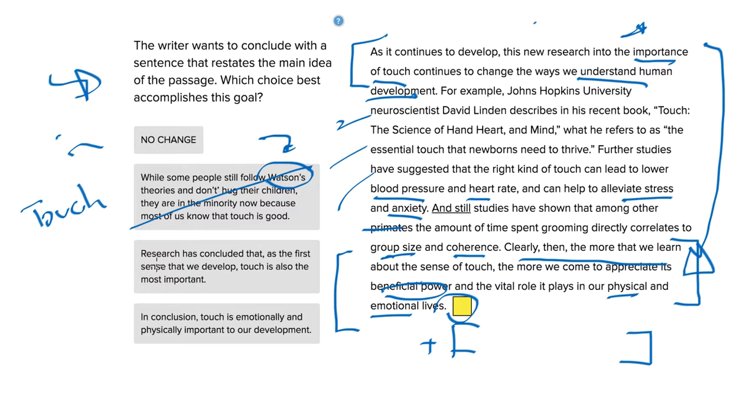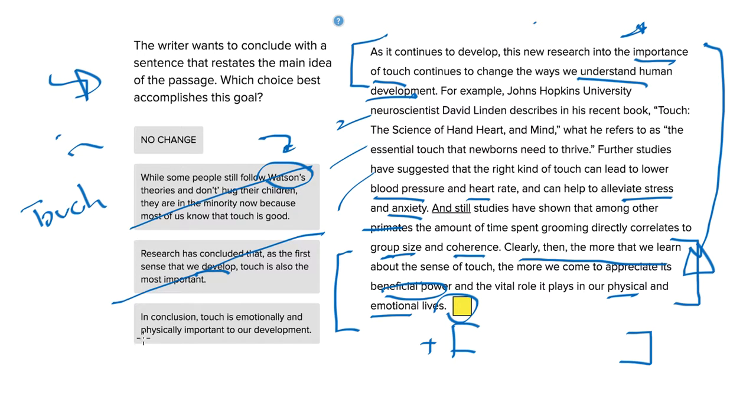Answer choice C says researchers concluded that as the first sense that we develop, touch is also the most important. Now, we didn't see any evidence that touch was actually the first sense that we develop. Earlier in the passage, it said that touch was to be elevated above the other senses, which means that it is more important, but it doesn't necessarily say that it was the first that was developed. So that one has something that we're not sure about.